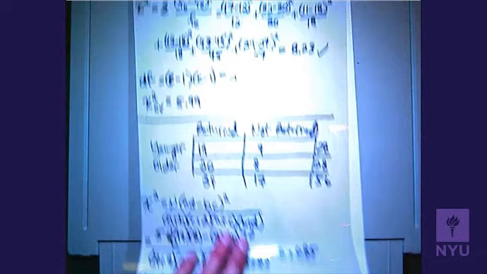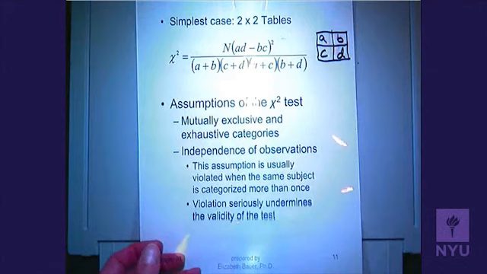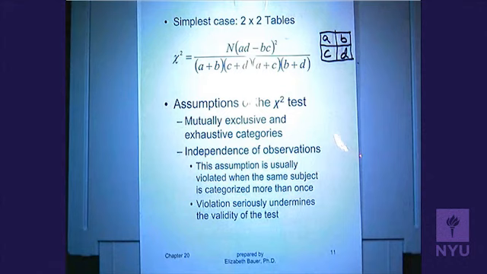Assumptions of the chi-square test. It doesn't have the same assumptions like the parametric tests have, but there are a few assumptions that you really have to meet if you want this test to be valid at all. The first one: mutually exclusive and exhaustive categories. If somebody falls into one category, they cannot fall into another category. Those categories have to be mutually exclusive. If you're a registered Republican, you cannot be a registered Democrat.